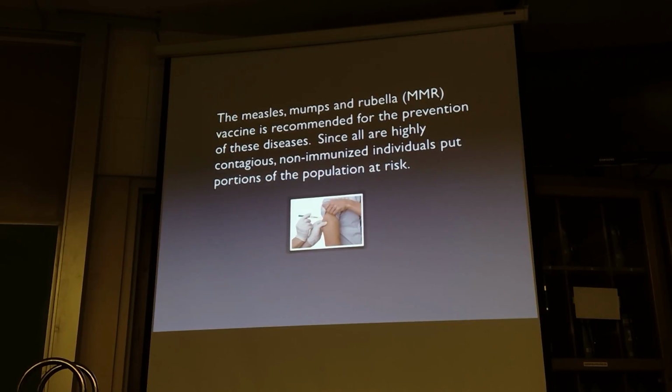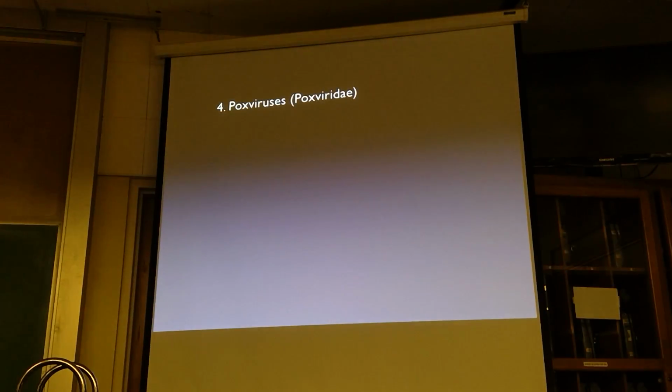These are all highly contagious, so non-immunized individuals put other people at risk. Oftentimes there are members of the population for whom, for whatever reason, maybe their immune system is not functioning properly, vaccines don't work. So if the rest of the people are not immunized, they put those individuals at risk from disease development. We'll talk about herd immunity when we get to the section on epidemiology.